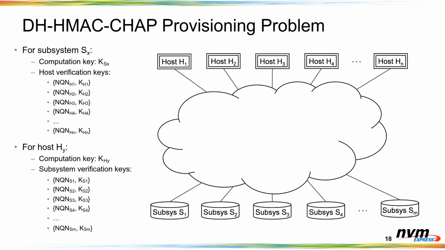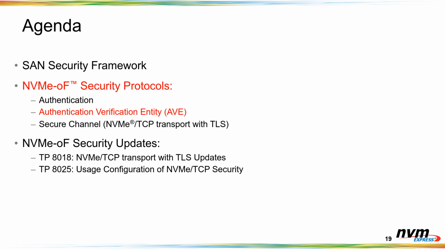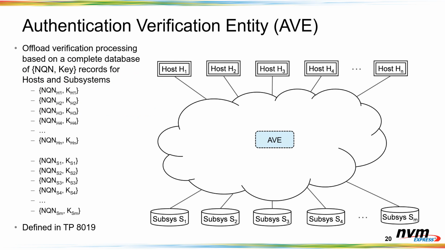And this is something that, as an example, has been seen as a fundamental problem with early implementation of the CHAP protocol, as an example in iSCSI. So we developed a way to resolve the problem. We call it authentication verification entity. What is an authentication verification entity? It's just a service in the fabric that can be accessed through a secure channel.